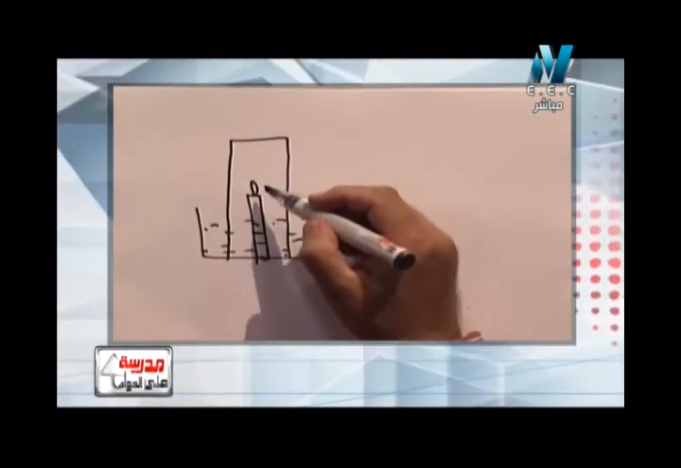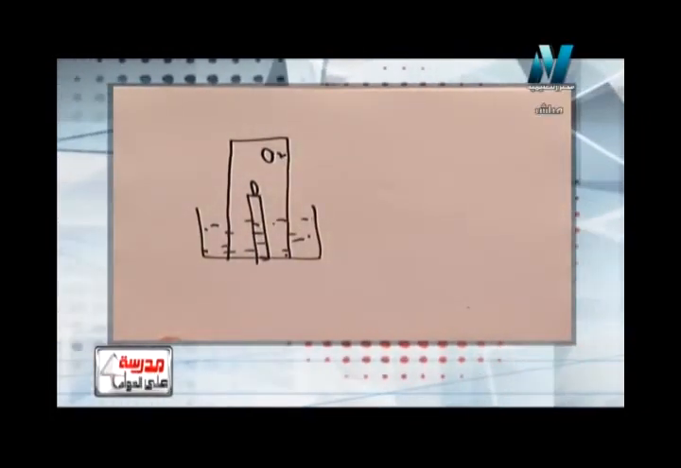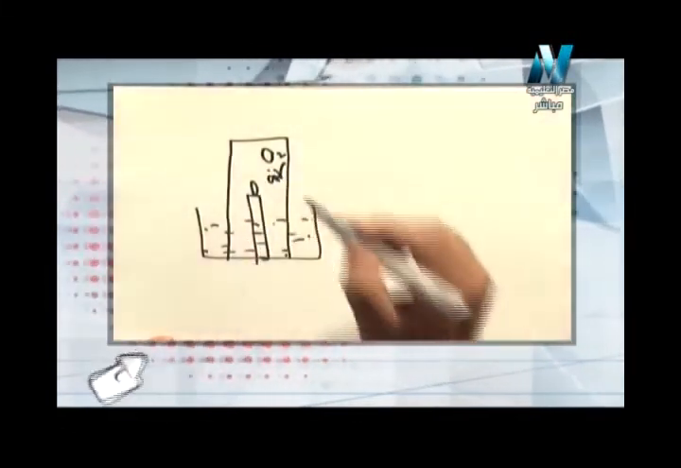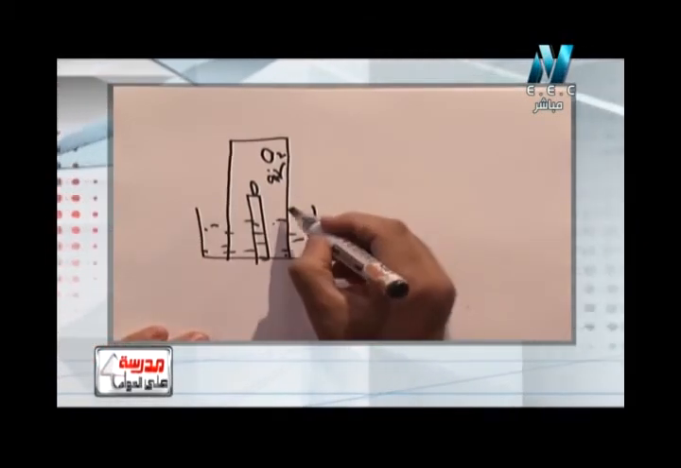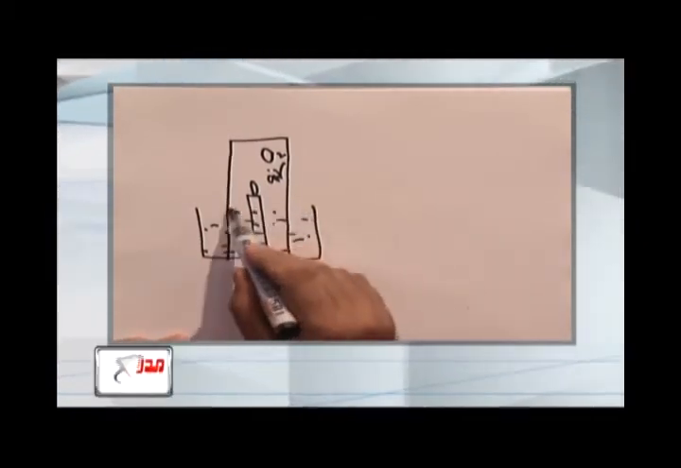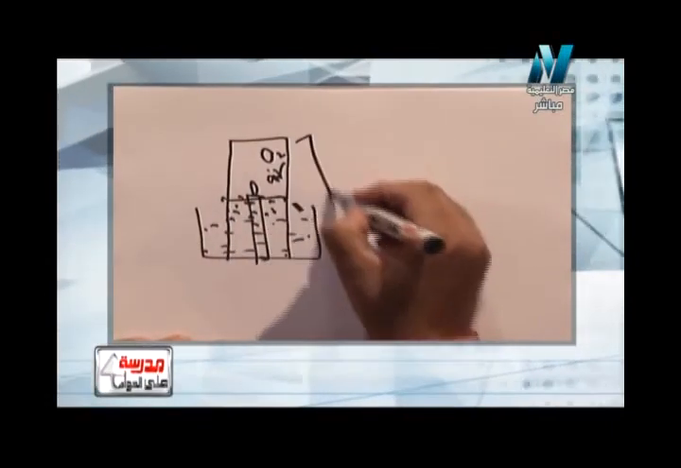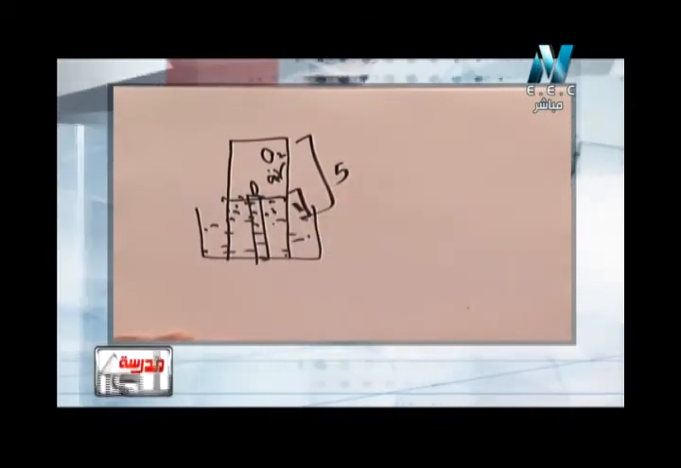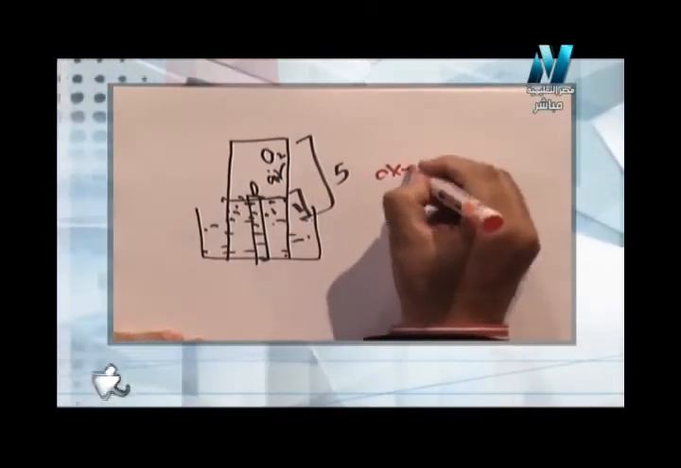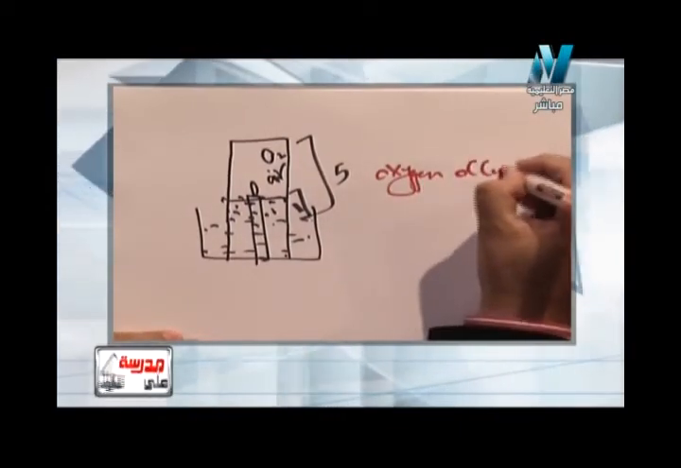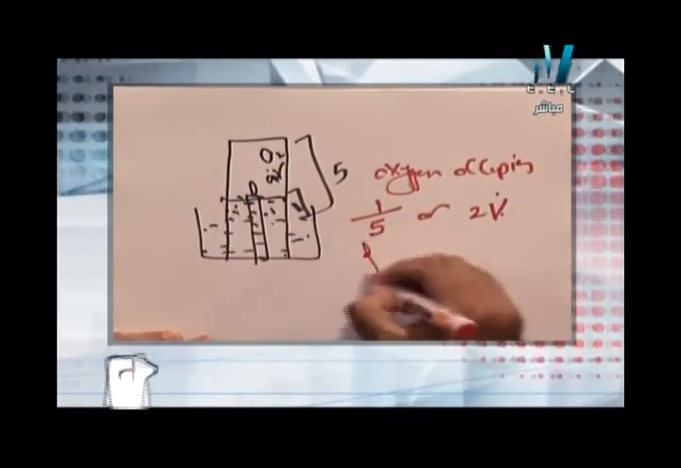It will turn off after a while. Why? Because it will consume all the oxygen gas inside the cylinder. So what happened? The air inside here decreased by approximately how much? Approximately by the volume of the oxygen that was consumed. So it will decrease 1/5. So water will rise to compensate for the decrease of air by approximately how much? 1/5. So we can say that oxygen occupies about 1/5 or 21% of air volume.